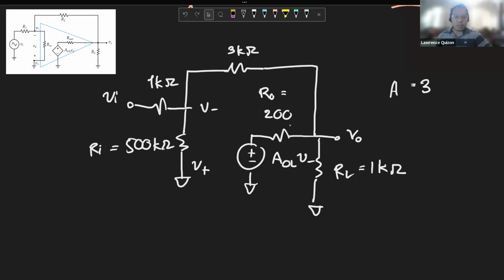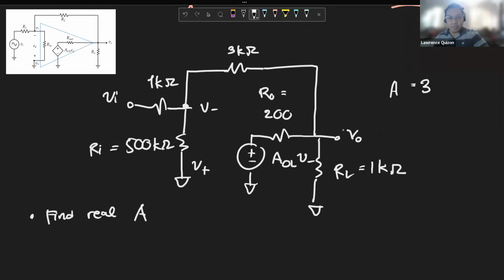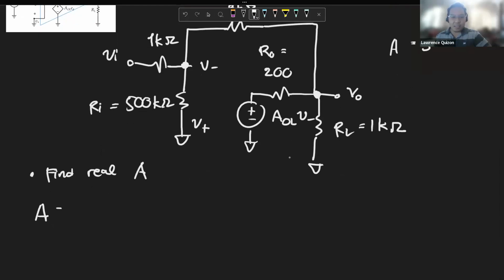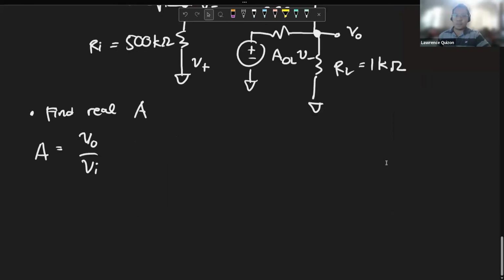So the goal is to find the real gain. How do we approach this? Well, by the powers of our circuit analysis skills. Why? Because we have resistors and dependent sources. So that's really all we need to do. All we need to do to find the real gain is to find the V out over V in of this circuit.